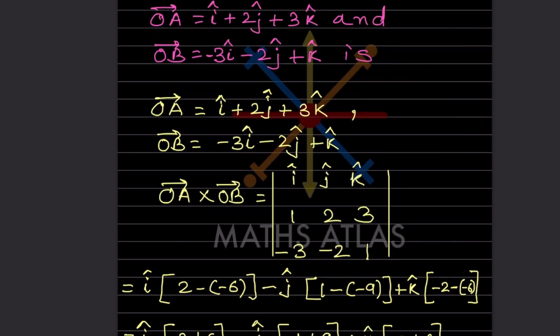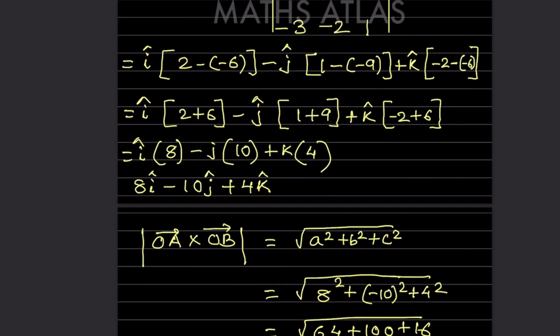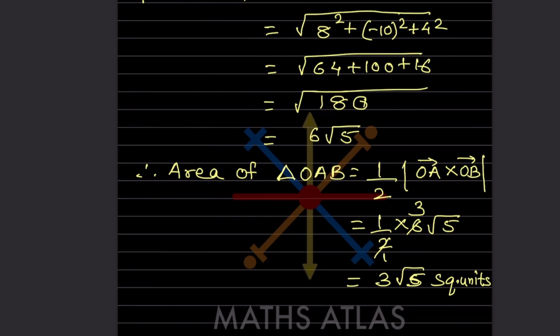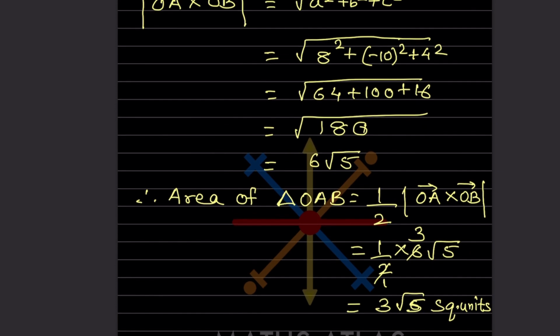So now what did they ask here? They asked the area of the triangle. So the area of the triangle, this is OAB. That is, the formula is half into OA into OB. So you know that now half OA into OB. What did you get here? This you got it 6 root 5. So you will write here 6 root 5.